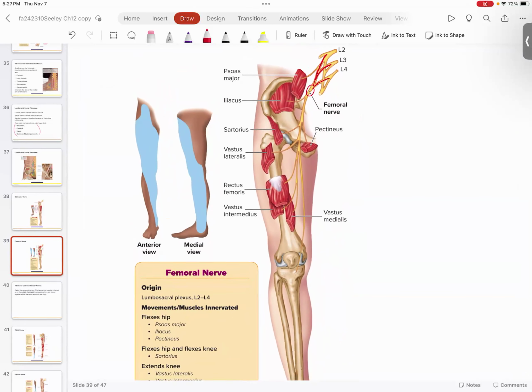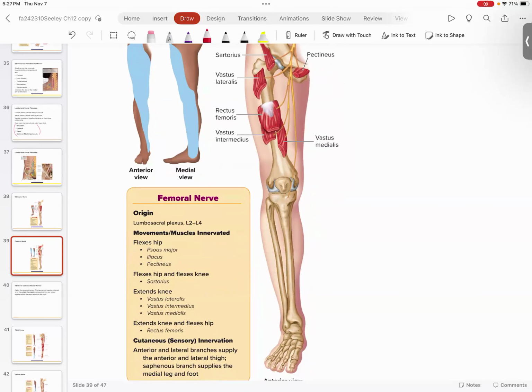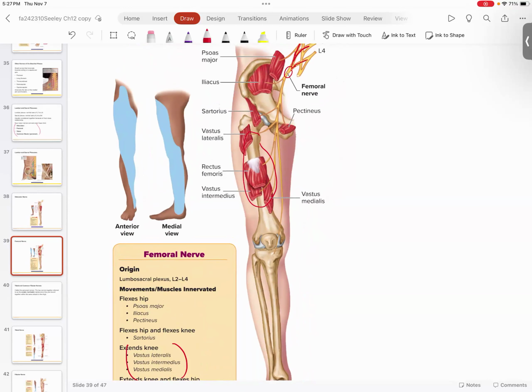So that's going to be a really big component. It's going to be going after the vastus lateralis, vastus intermedius, vastus medialis, rectus femoris, and things of that nature. So it's going to be going after your quad group. It's also going to be innervating a couple of your upper hip flexors, like psoas major and iliacus and sartorius. So it's going to be going after some of those upper leg flexors as well.